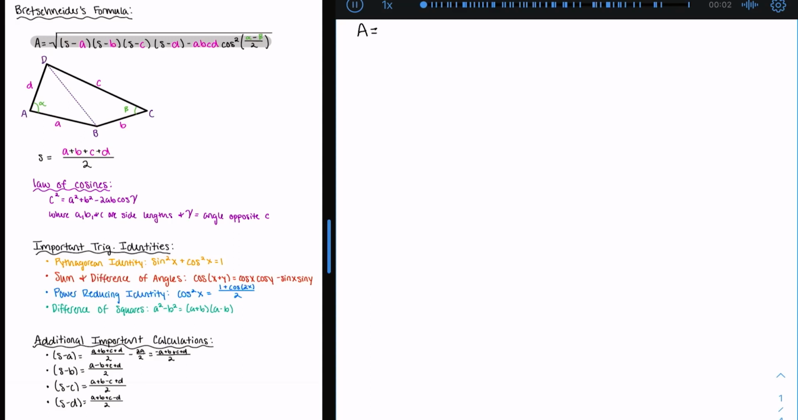Hello, my name is Gabrielle Clark, and this is my senior project on Bretschneider's formula. Bretschneider's formula is used to find the area of a general quadrilateral.